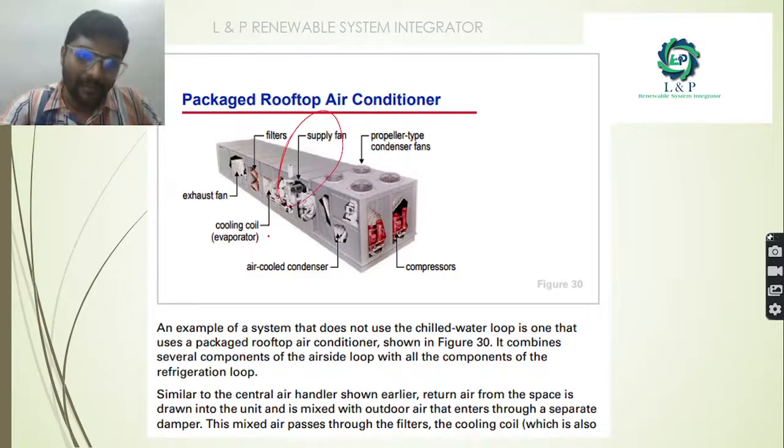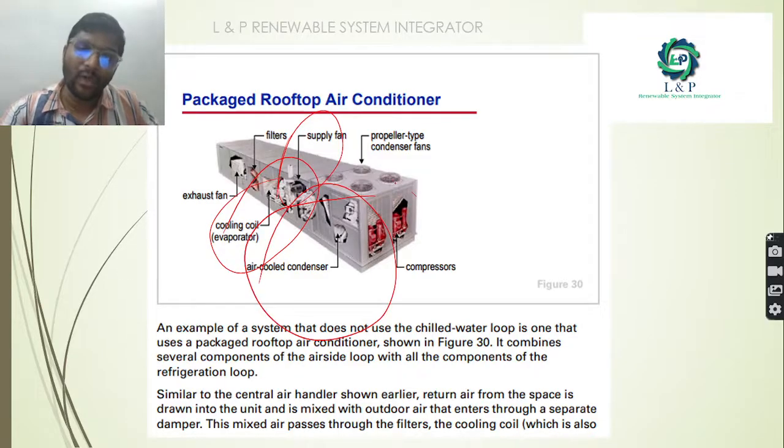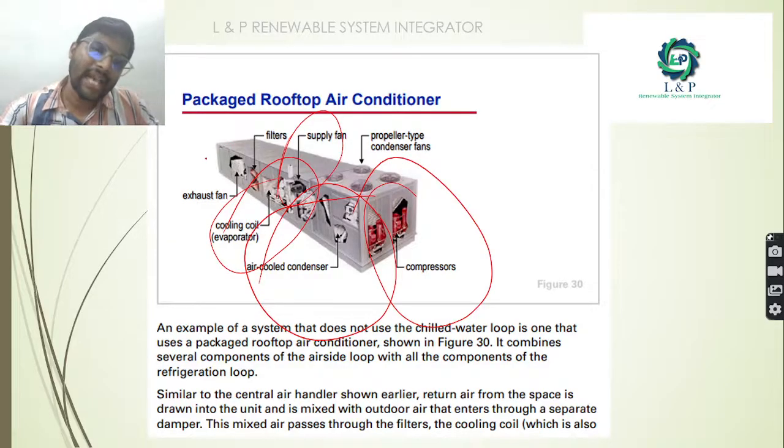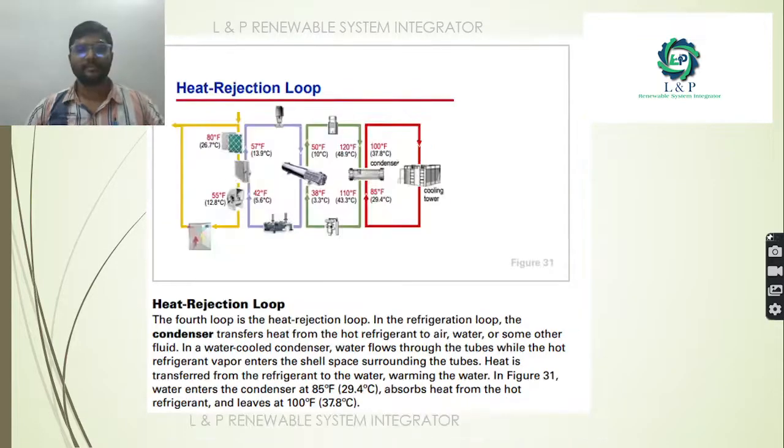So when we look into the fully packed rooftop air conditioners, as you can see, most importantly we will have a supply fan, and in order to cool down the air, we are using the cooling coils. These are the air cooled condensers, and we also have the compressors, and most importantly to take away the exhaust air, we are using the exhaust fans.